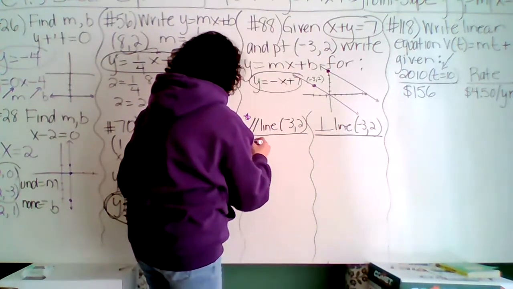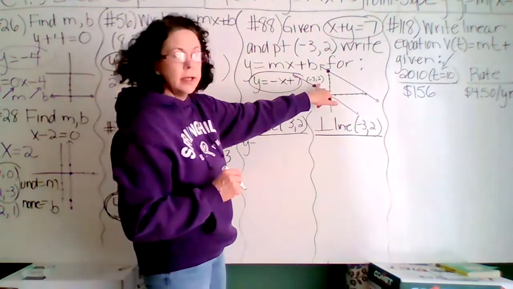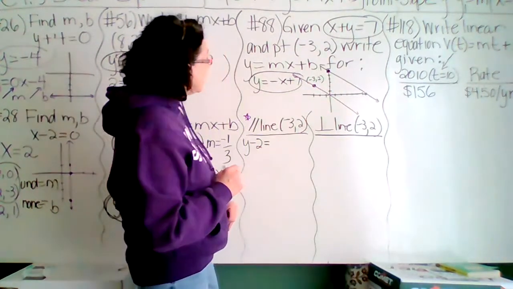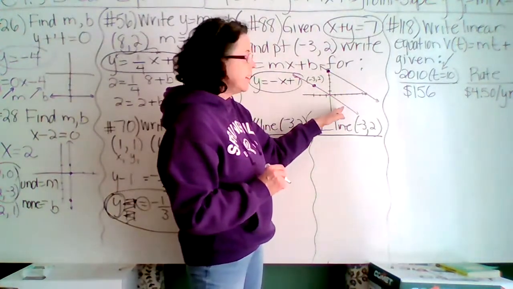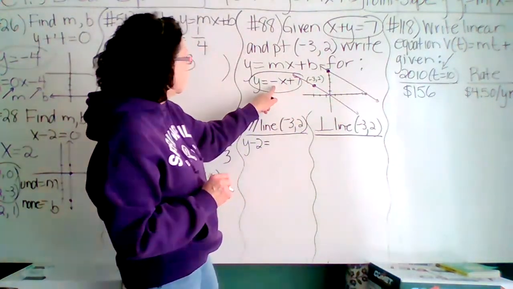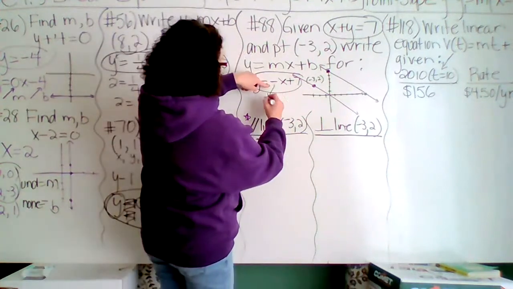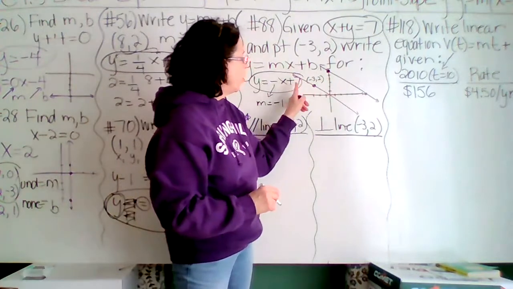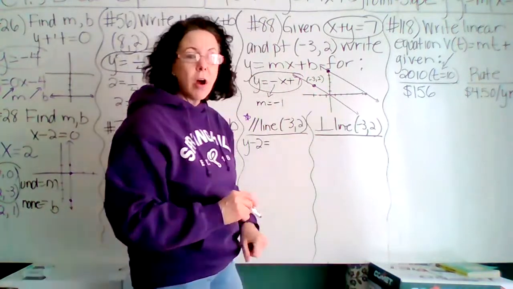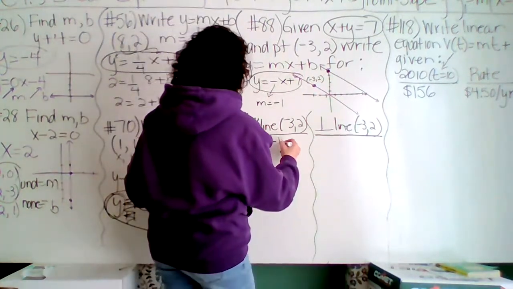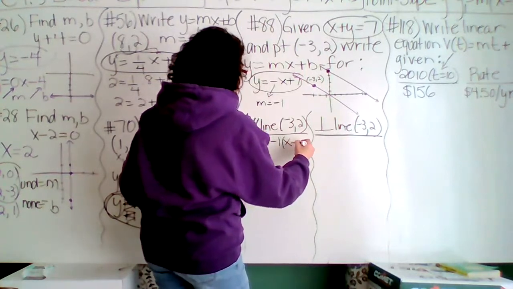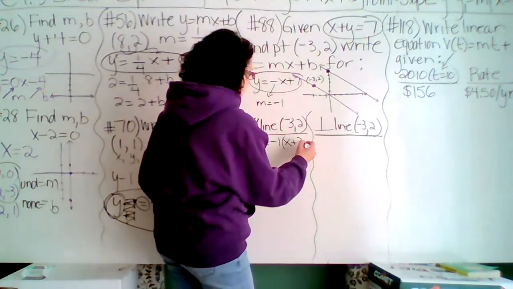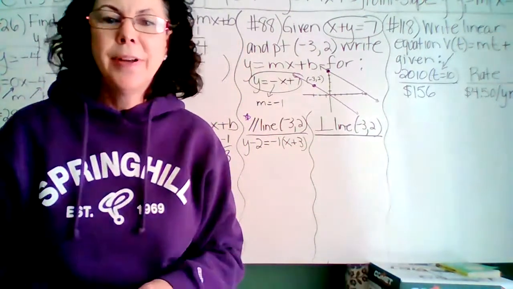So y minus my y1, which is 2, equals, okay, now I need my slope. Well, parallel lines have the same slope. Take a look. My slope right here is a negative 1, and so my purple line must also have a slope of negative 1. x minus, and my x1 is negative 3. Watch those negatives. Now it's going to become positive.